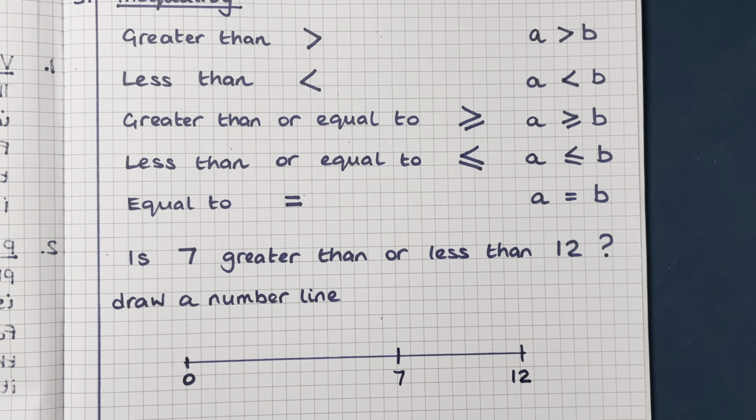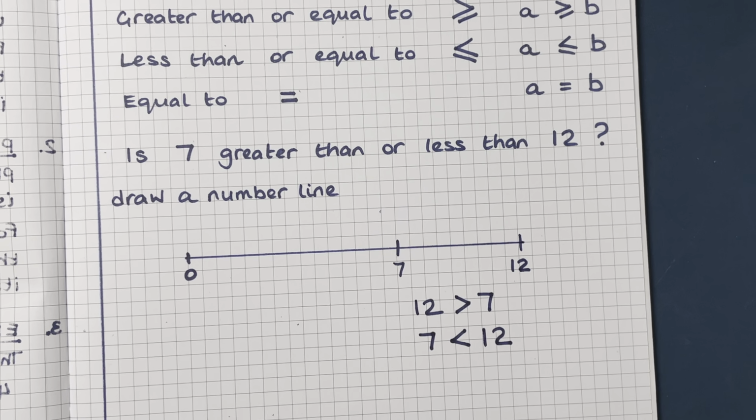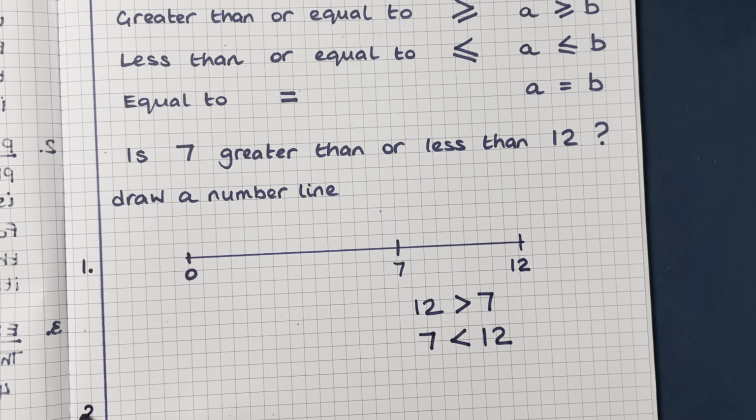And I can say that 12 is greater than 7. I can also say that 7 is less than 12. Okay, 12 is greater than 7, or 7 is less than 12. So let's just call that example 1. Let's do a couple more.